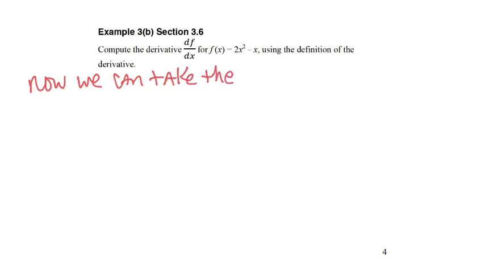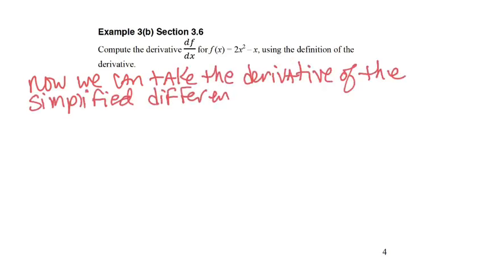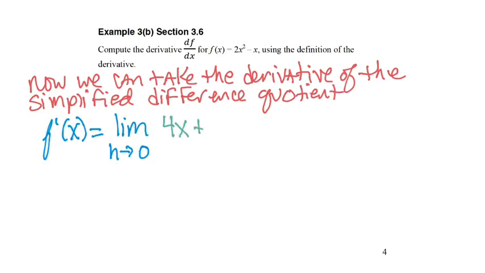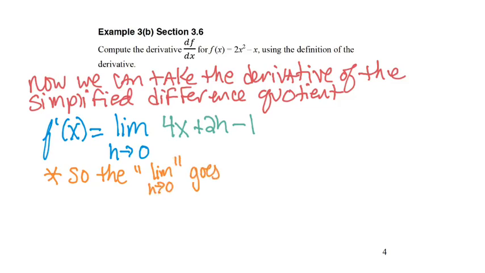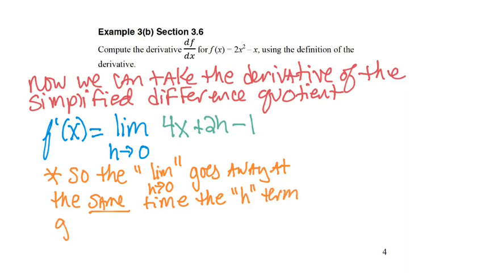And so now we can take the derivative, really I should have said the limit, of the simplified difference quotient. So we have our f of x equals the limit of the 4x plus 2h minus 1. So remember the way we do this is we're going to get rid of the limit and all the h terms at the same time. So the limit as h goes to 0 goes away. At the same time, the h terms go away, and we've got f prime of x equals 4x minus 1.